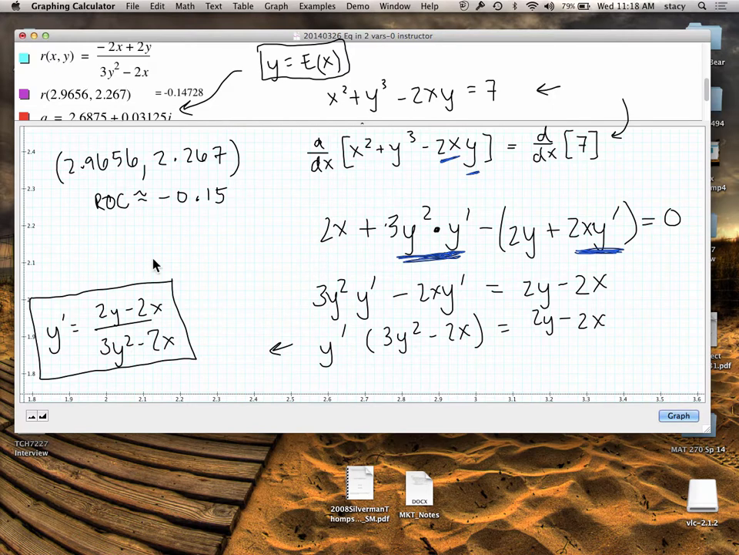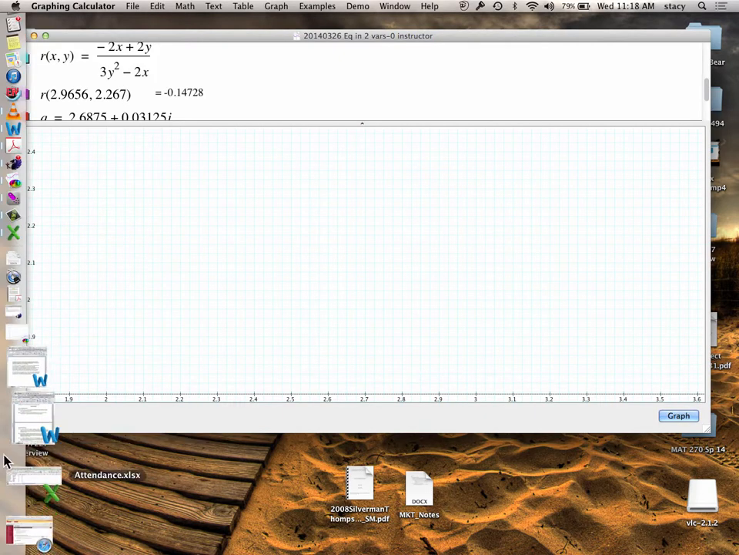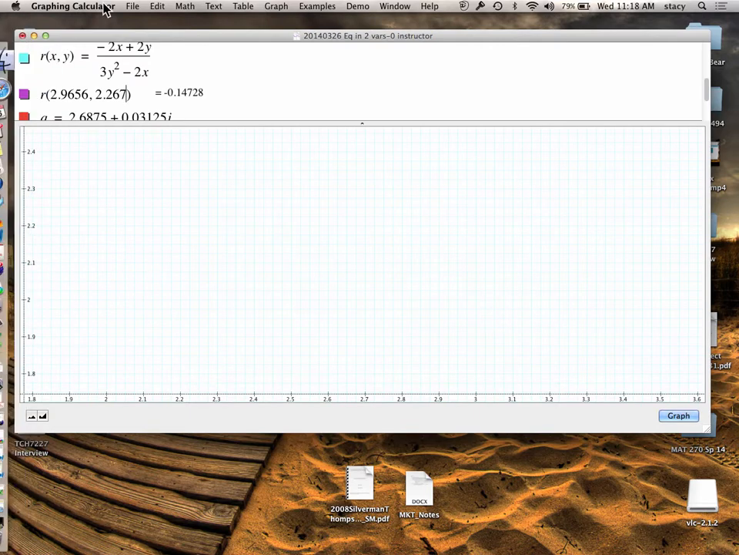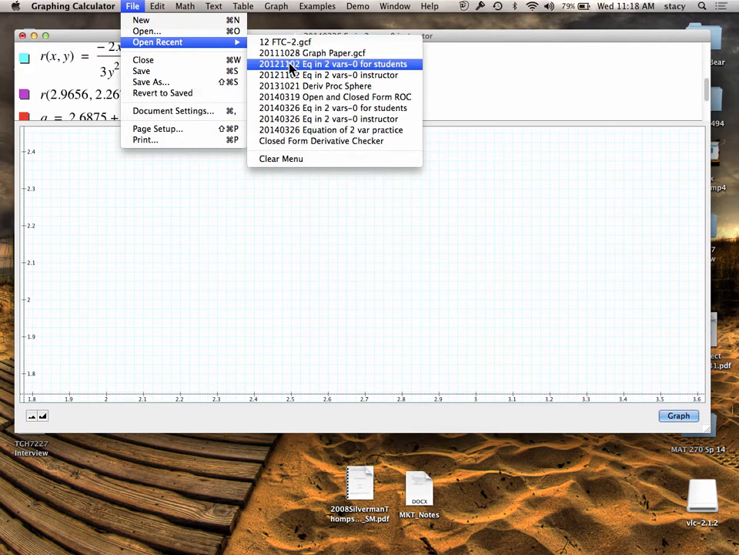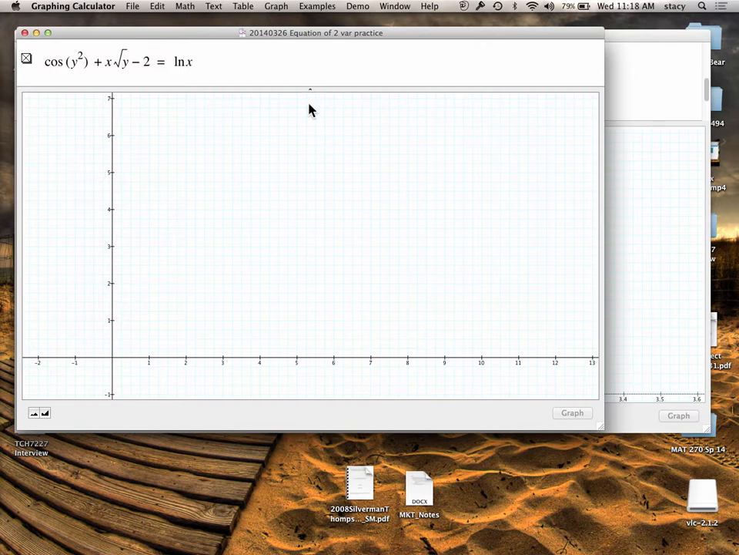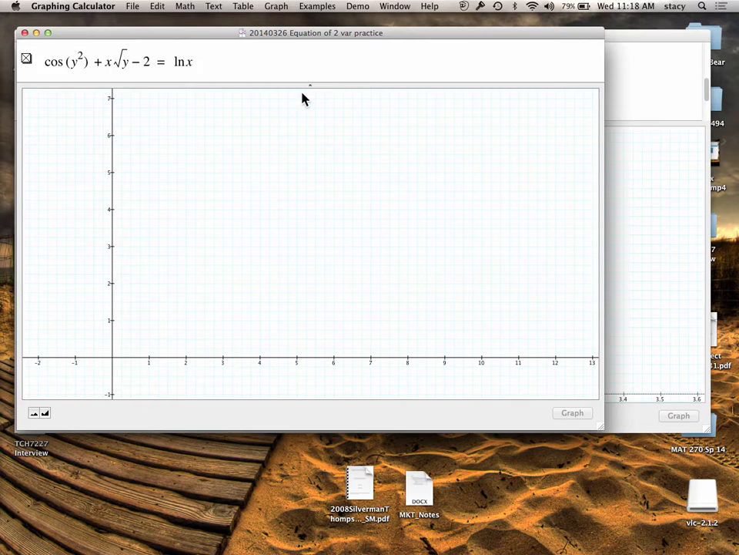Let's practice doing this one more time. Shoot, graphing calculator closed all my stuff. All right, so here's a new equation in x and y, and I would like you to find the rate of change of y. This is good practice for the mastery test, even though it's not explicitly going to be on there. You still have to be able to use all these rules, right?